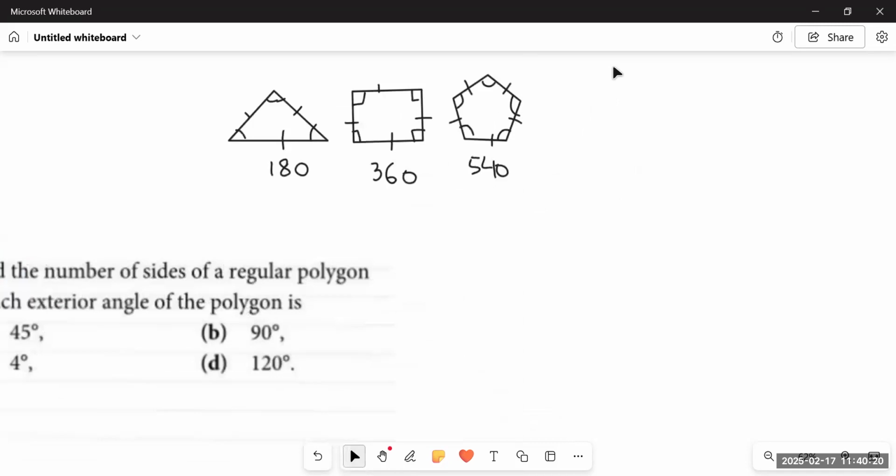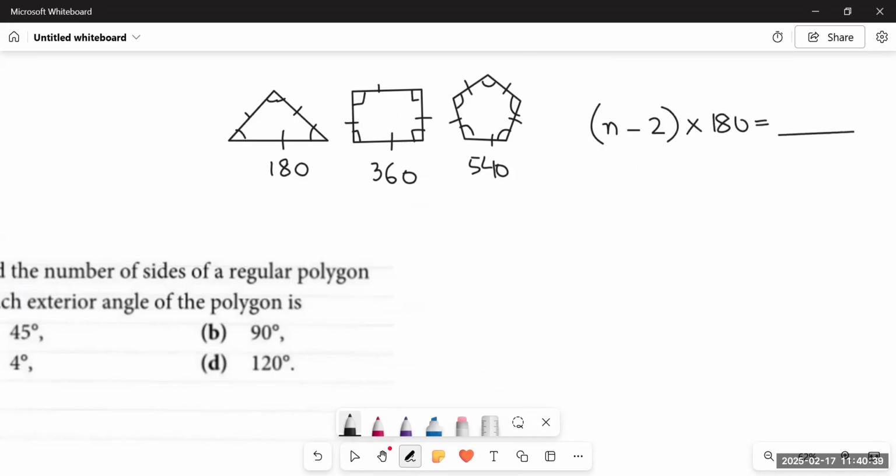Students just need to learn that whatever the number of sides in a polygon is, you just take that number. Like in a triangle, there are 3 angles. So we will take n as 3. We'll subtract 2 from it. Whatever we get, we will multiply by 180. So we'll come up with the sum of angles in that particular polygon.